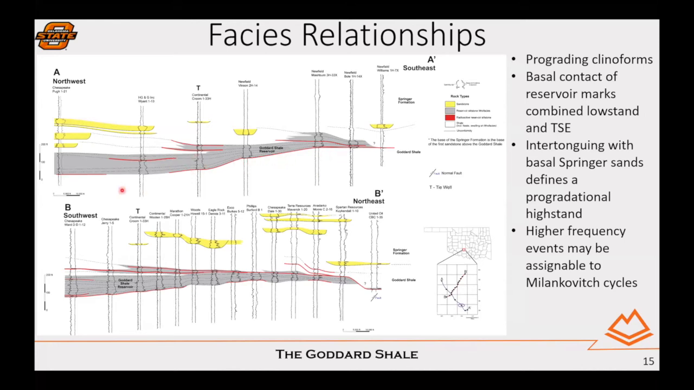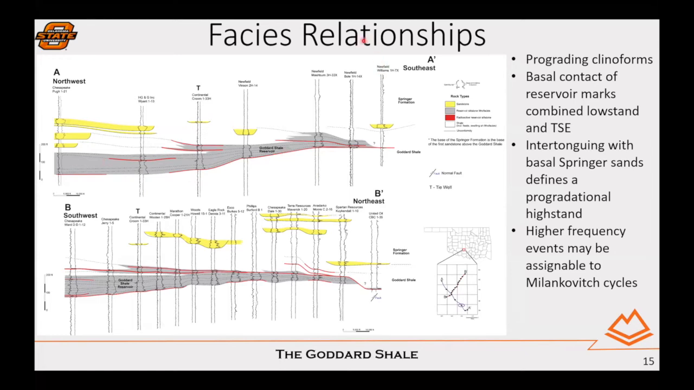Okay. Now I see the basal contact of the reservoir marking a combined lowstand and transgressive surface of erosion. Okay. And I see the intertonguing of the basinal sands defining a prograding highstand.